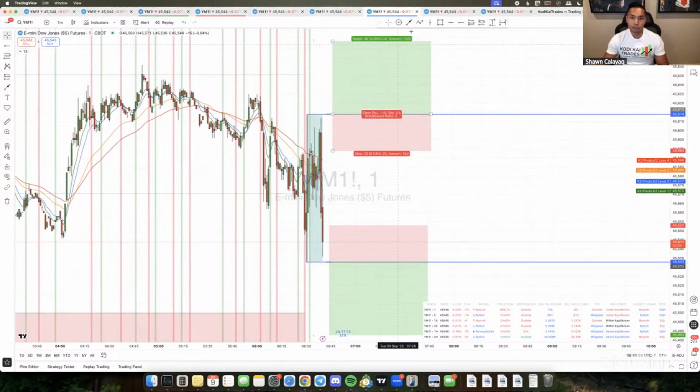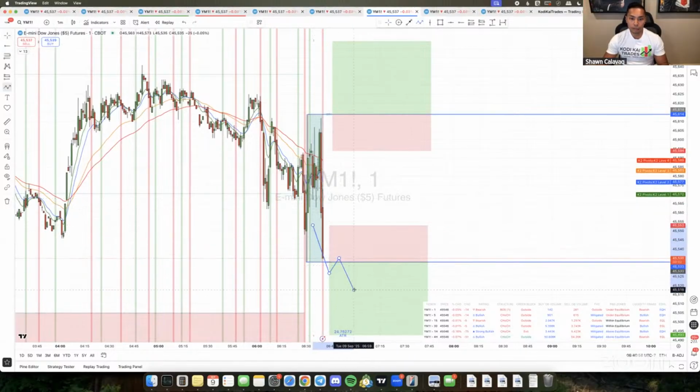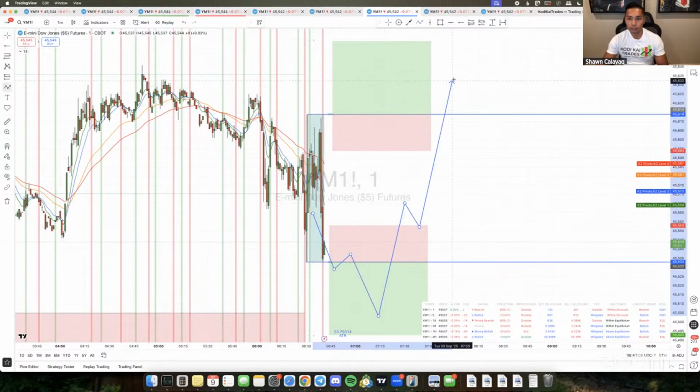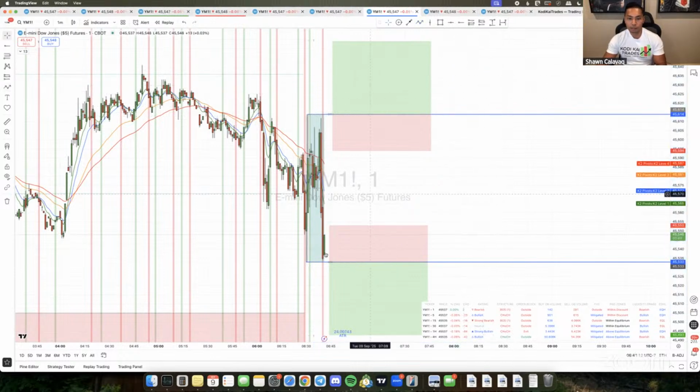If anything, price may fake out right here and then pull back into the range. I might even be okay with taking a late entry for the ORB. So say for example, we get a sell ORB here and it fakes out and then it pulls back up. I might be okay with taking a late ORB here to the upside because I'm expecting a fake out down here.